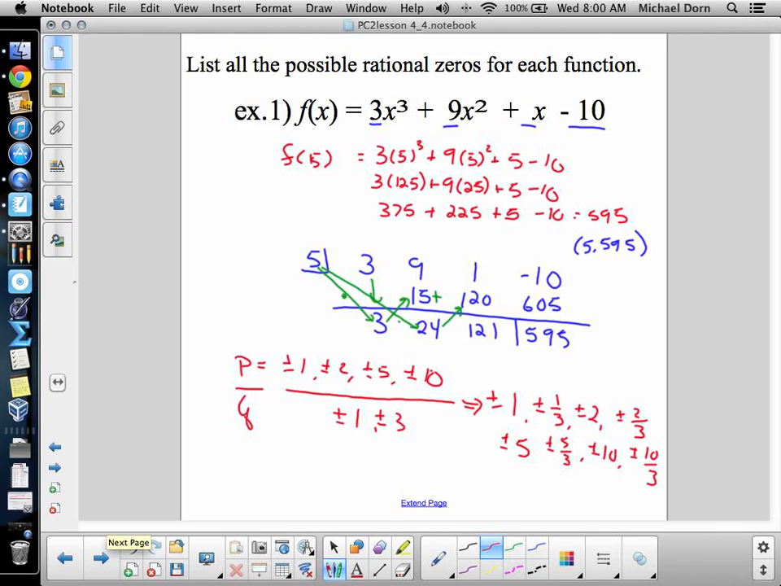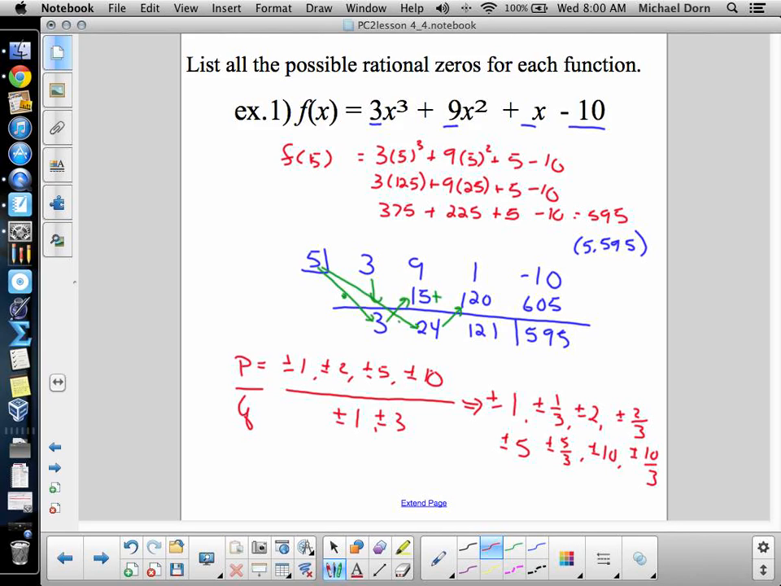Now, I just tried 5 and I got 595. And you'll notice that all these numbers were positive and kept getting bigger. Do I even need to bother trying 10? No, 10's not going to work. Once all the numbers across the result row are positive, the same sign, we call it an upper bound. And I don't need to try any number bigger than that. Okay?